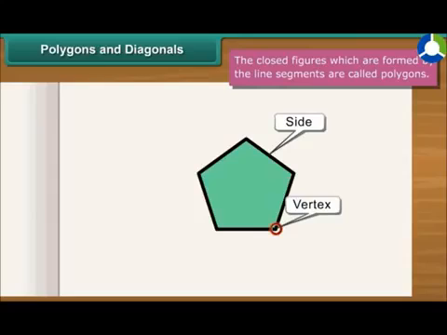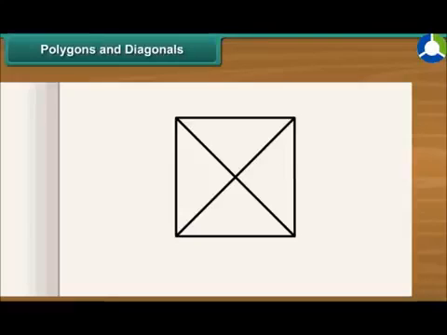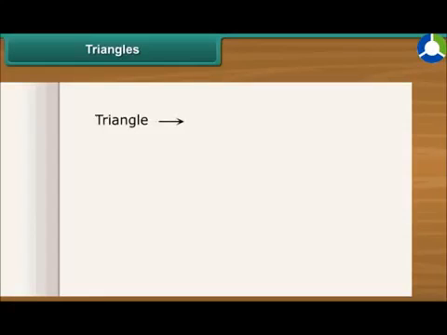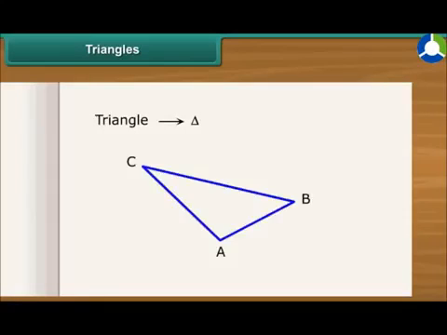What will you call these line segments? The line segments drawn from one vertex to another vertex are called diagonals. A side of a polygon is not a diagonal. A polygon having three sides is called a triangle. It has three vertices and three angles. Triangle is denoted by the given symbol. This is triangle ABC. It can also be named as triangle BCA or triangle CAB.